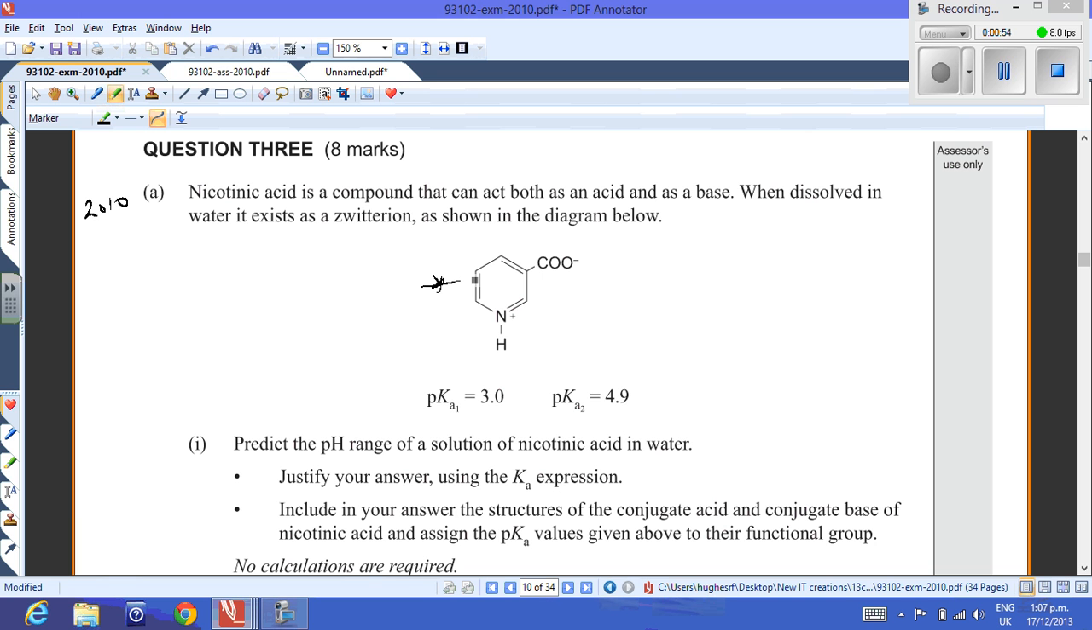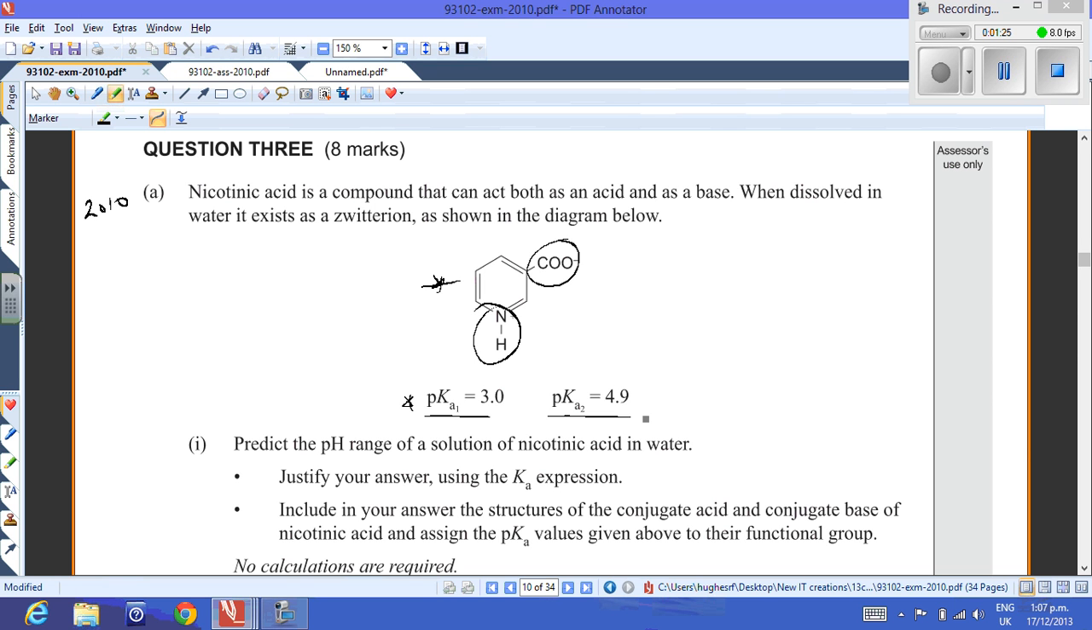So the question here is: predict the pH range of a solution of nicotinic acid in water. Justify your answer using the Ka expression. And the second bullet point: include in your answer the structures of the conjugate acid and conjugate base of nicotinic acid, and assign the pKa values given above to their functional group. So there are two functional groups here: the amine functional group and the carboxylic acid functional group. And we need to decide which of these pKa values is linked to which of those functional groups.